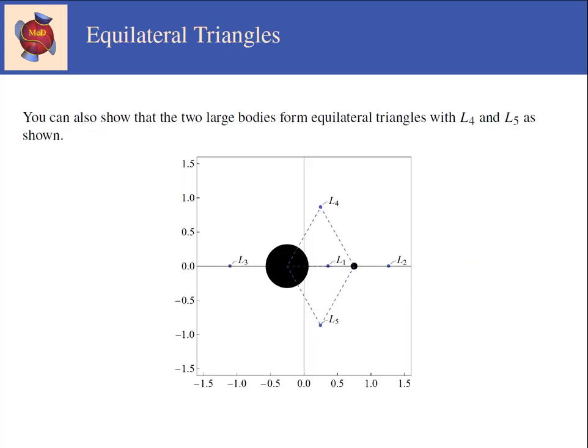Plotting these with the two masses, you can actually see that the two bodies, along with L4 and L5, form equilateral triangles. Now, the picture is not a proof of that, but it's not that hard to work out by hand that those are in fact equilateral triangles.